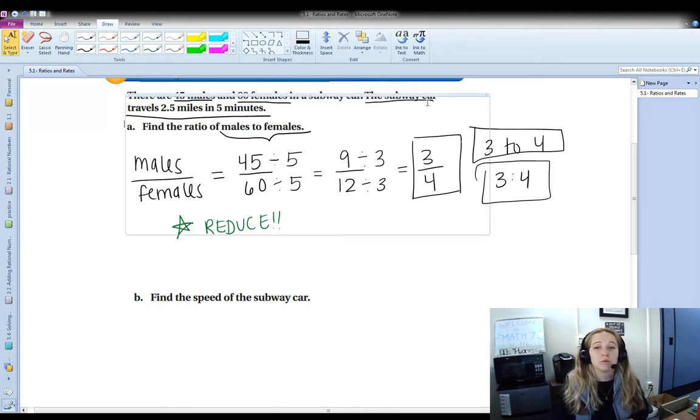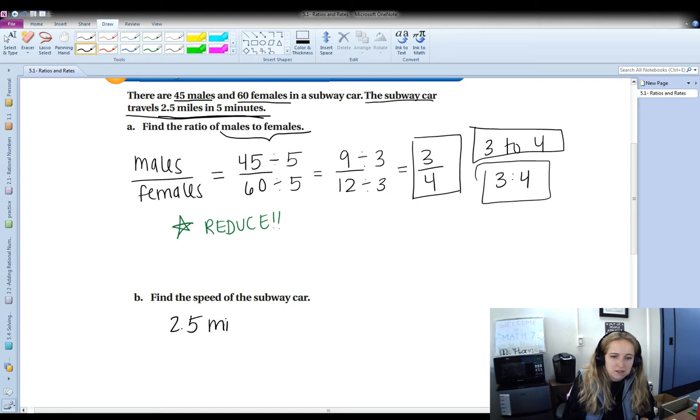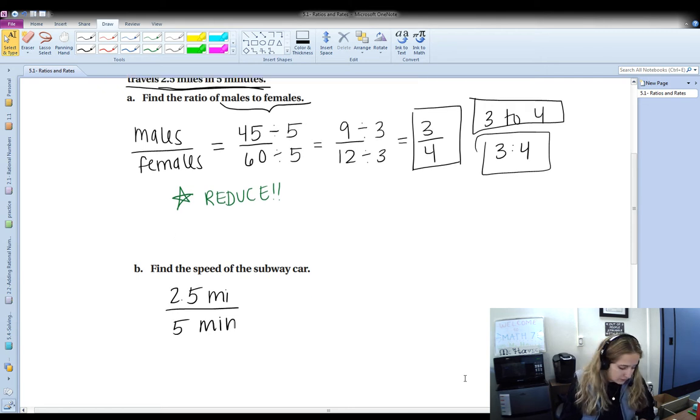Right now, we need to find the speed of the car, and we're going to write this as a ratio. So 2.5 miles in 5 minutes. We're going to write it just like that. And make sure when you have different units, you need to label. You always want to label your units in this section. So we have 2.5 miles divided by 5.